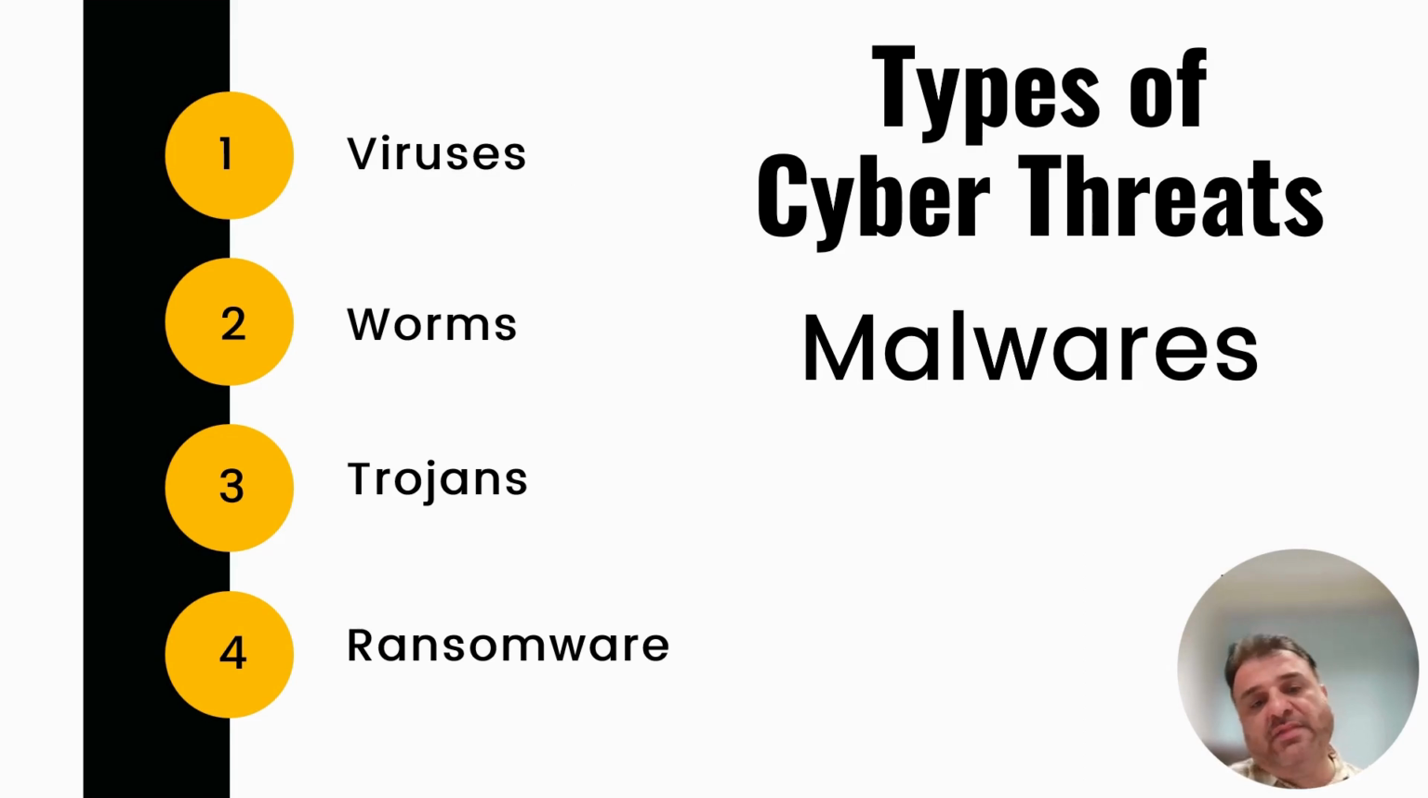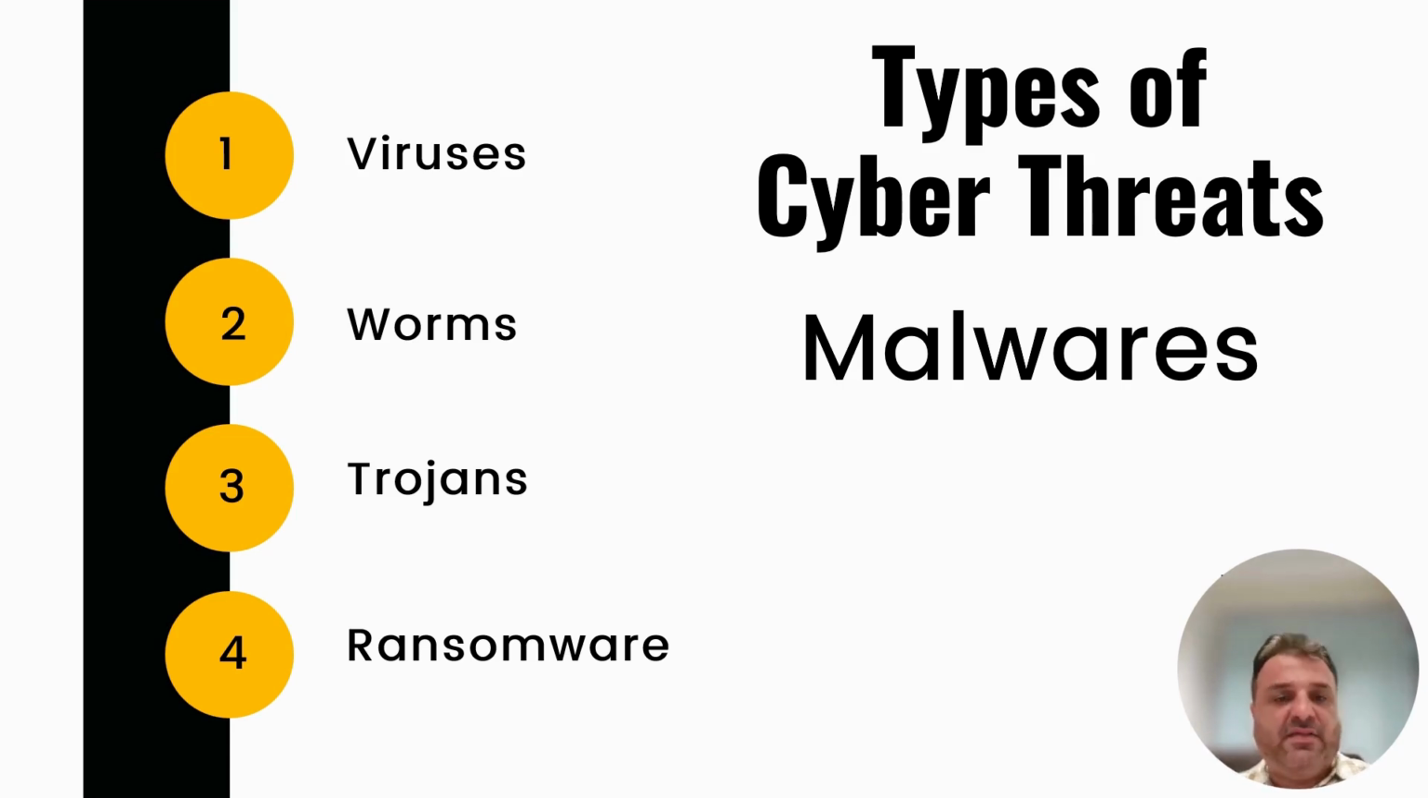So let's talk about the types of cyber threats. The first one is malware. Malware is malicious software designed to disrupt, damage, or gain unauthorized access to a system. We have four common types of malware. The first one is viruses. Viruses attach to a file and spread when executed. The next one is worms. Worms are self-replicating programs that spread without user action.